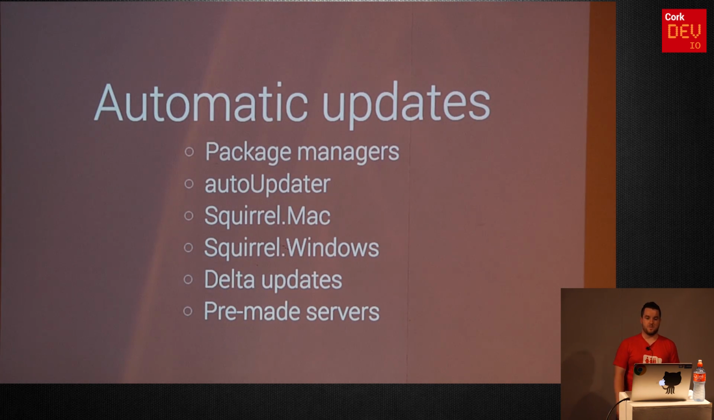Automatic updates. NW.js doesn't have automatic updates, but it's Node, so you can do whatever you want really. There are third-party modules for it that essentially replace the app with the new version. But Electron has an auto-updater module built in.